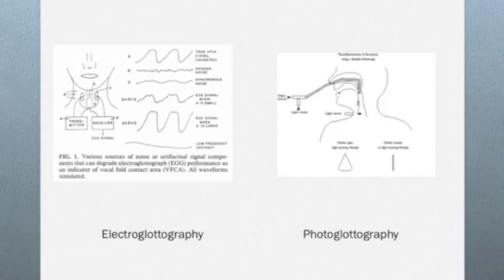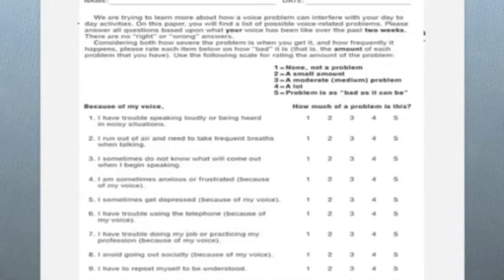The last step to complete a voice evaluation is a self-perception scale. This evaluates the client's self-perception of the voice disorder in 3 areas: the emotional, functional, and physical aspects, assessing the effect the voice disorder has in a person's life.